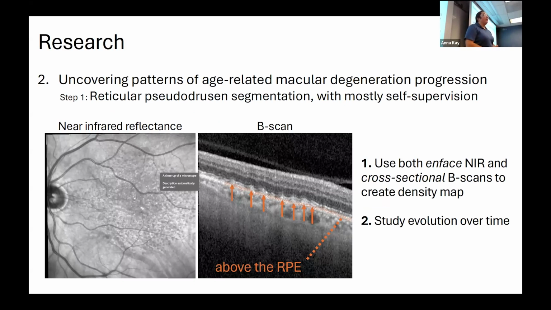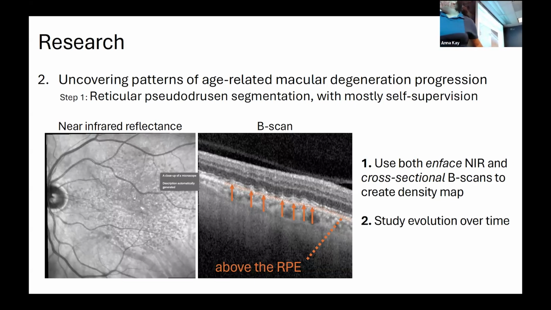And we also don't really know for most of the disease features how they will evolve over time, and if there's any particular populations or patient groups that evolve differently. So our goal is to uncover that, but that's a very broad goal. So our sub aim is we're beginning by segmenting the pseudodrusen, which are a finding that exists in the eye.